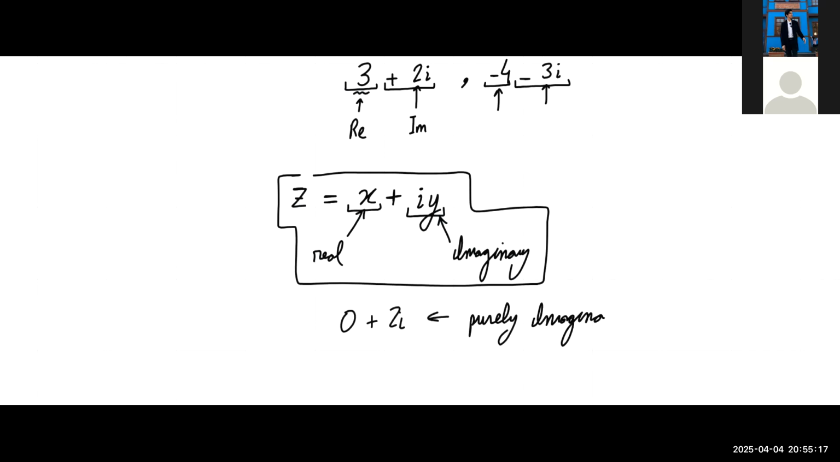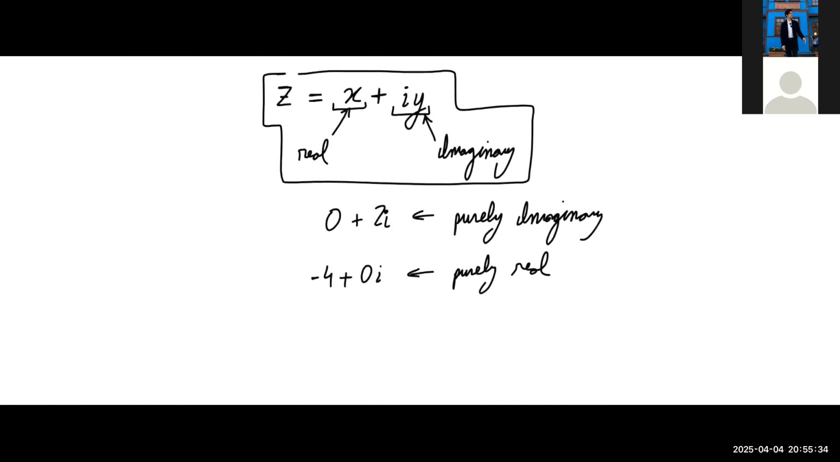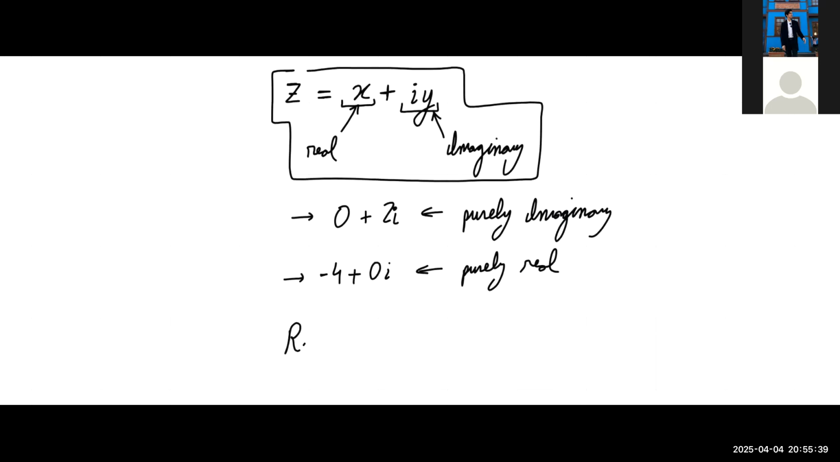And if the imaginary part is 0, we call this purely real, or just real, if you want to save your breath. There's a bit of a notation thing. If I say Re of Z, what I mean is I'm asking you what is the real part of Z? You will say x.